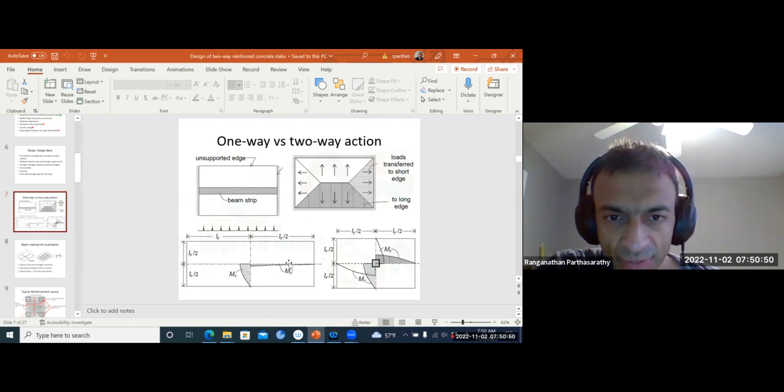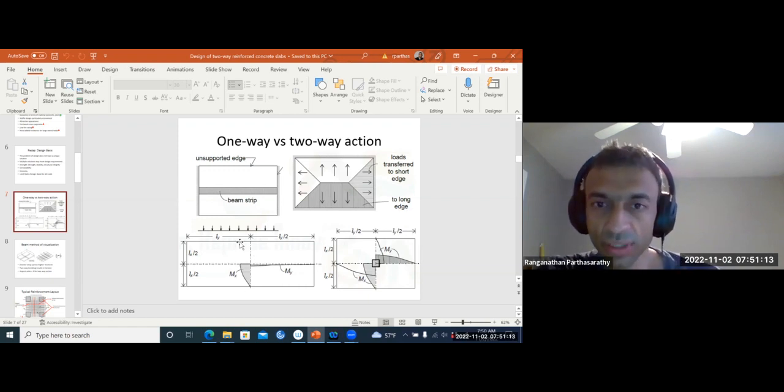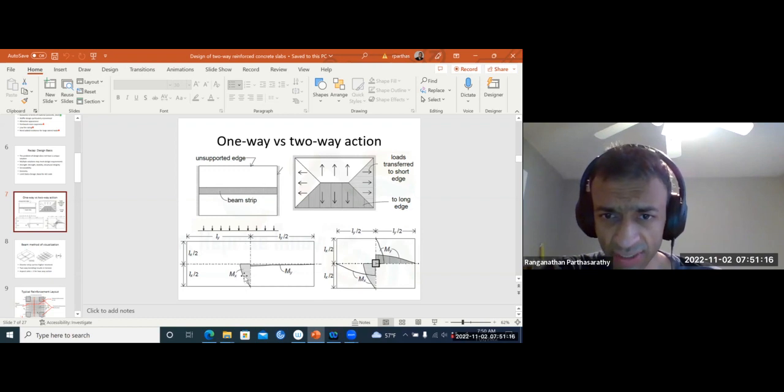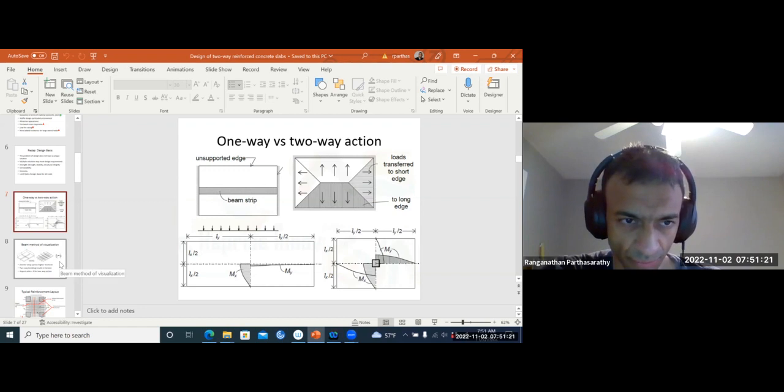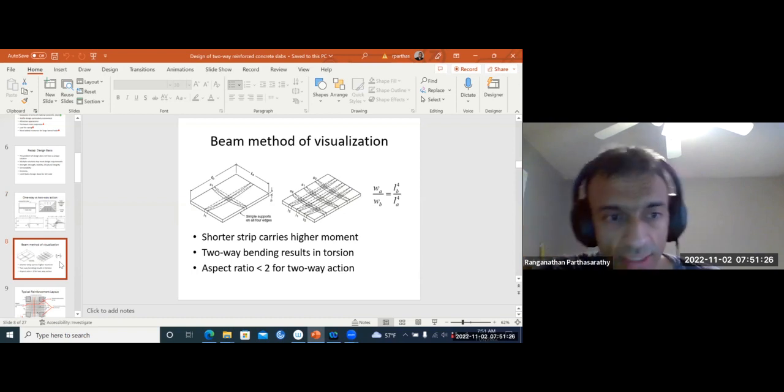There is a simpler way in which we can understand what makes it one way when it is very long in one direction. For example, here you can see that when it's really long in one direction, the moment being carried in that direction is very small as compared to the moment being carried in the short direction. So bending in the short direction is the one that carries a majority of the moment.